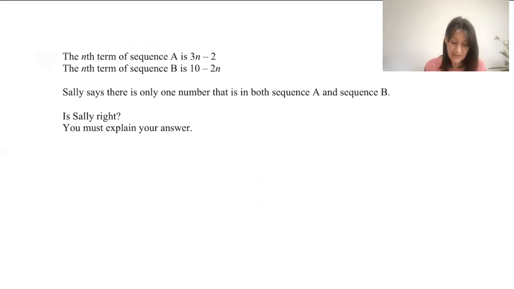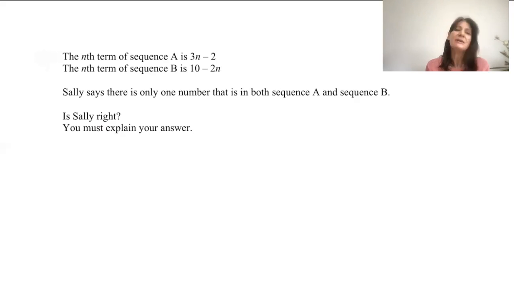Okay, so I've been given the nth term of a couple of sequences. And Sally is saying there is only one number that is in both sequence A and sequence B. And we've got to determine whether that statement is true or not. And we must have an explanation for that. So we're not going to literally just sit here and go, yeah, I think it's true. Yeah, I'm going to write yes.